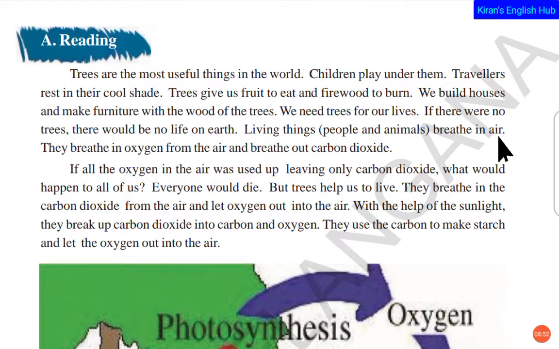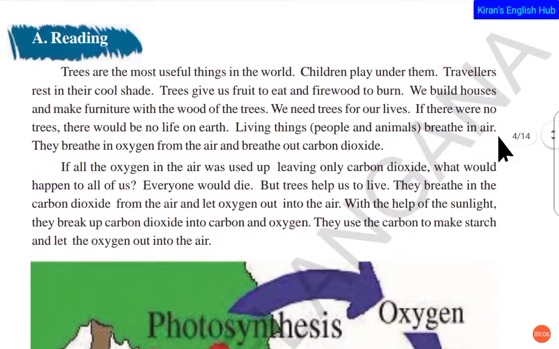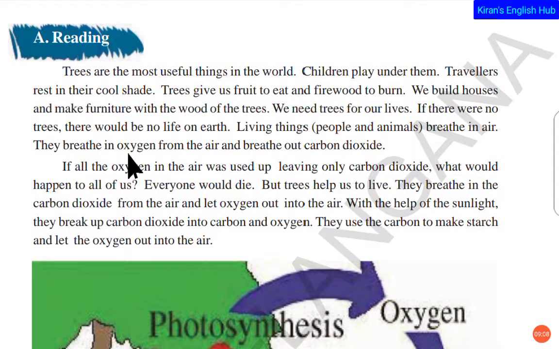Even plants breathe in air, but that air is carbon dioxide. We humans and animals, like dogs, cows and wild animals, everything, they breathe in oxygen. Next, they breathe in oxygen from the air and breathe out carbon dioxide. So you all know that every human being needs oxygen to survive. So we breathe in oxygen and we breathe out carbon dioxide. And where does that carbon dioxide go?